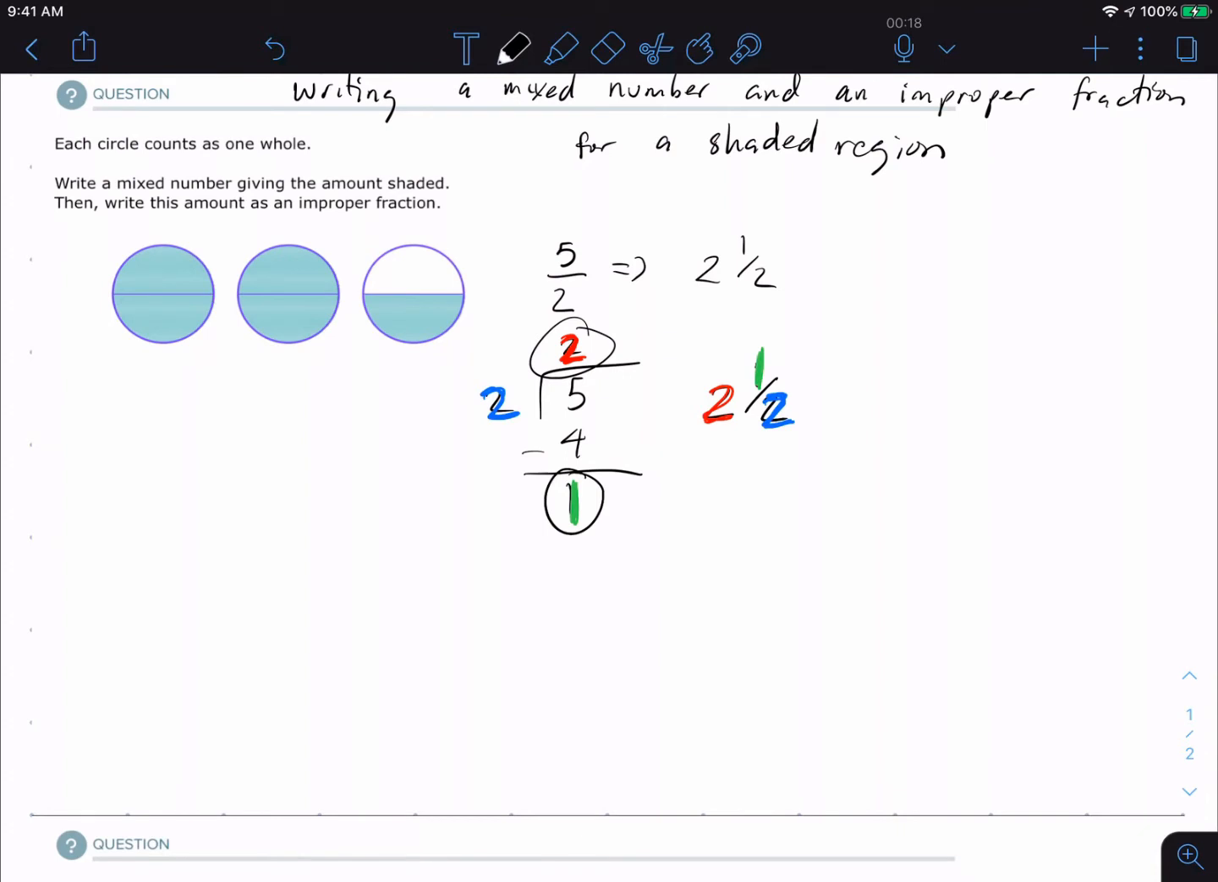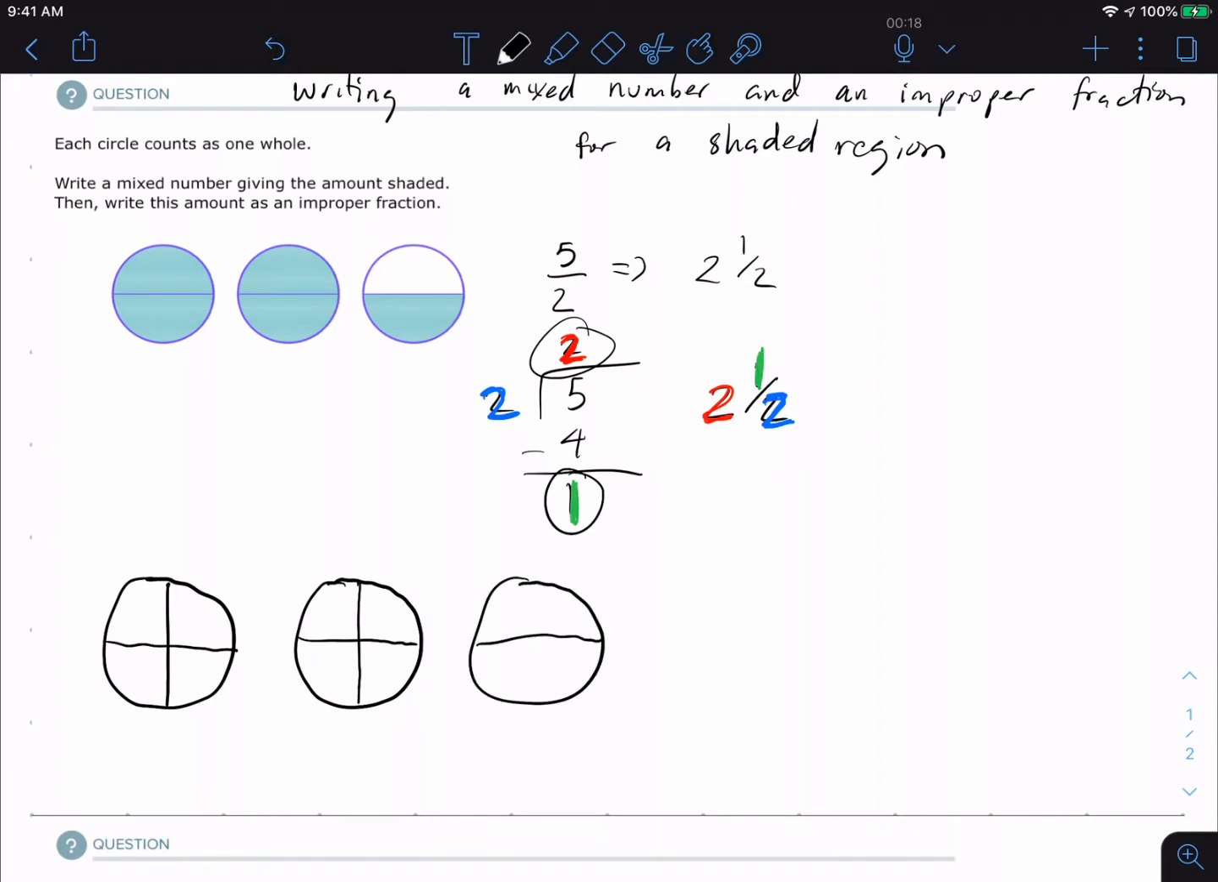Let's say we have a circle, and I divide it into fourths. And I'll just do 3 for fun. I usually think it's easier to do the improper fraction, and then do the mixed number. That's just me. You may be different, but it's just the way I think of this.